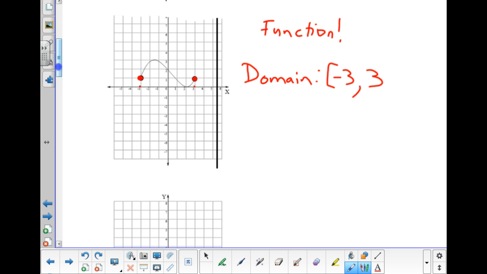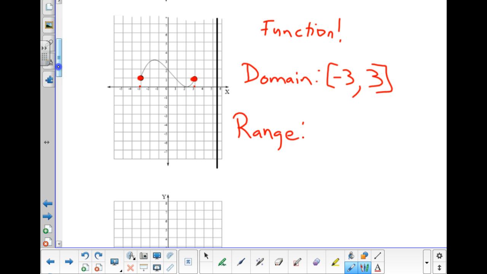On the right, again, it's colored in, so I use another bracket. So I say my domain is from -3 to +3 with brackets on both. The range is about the y values.